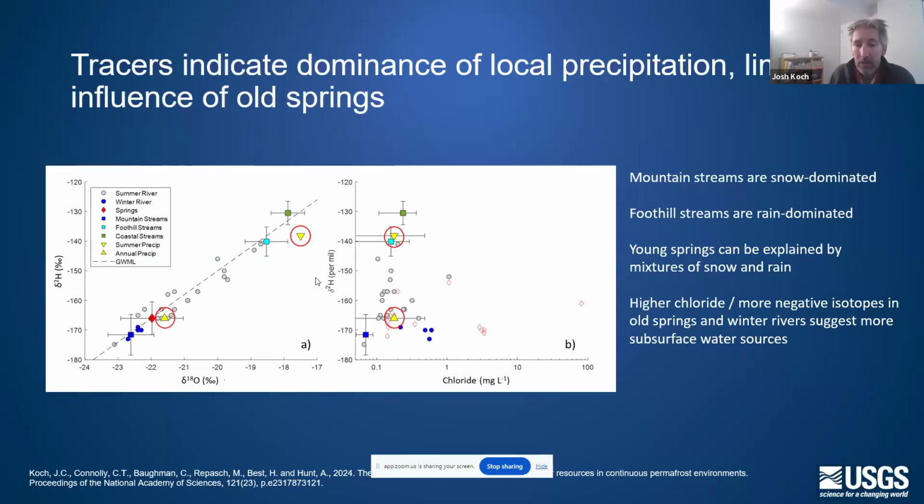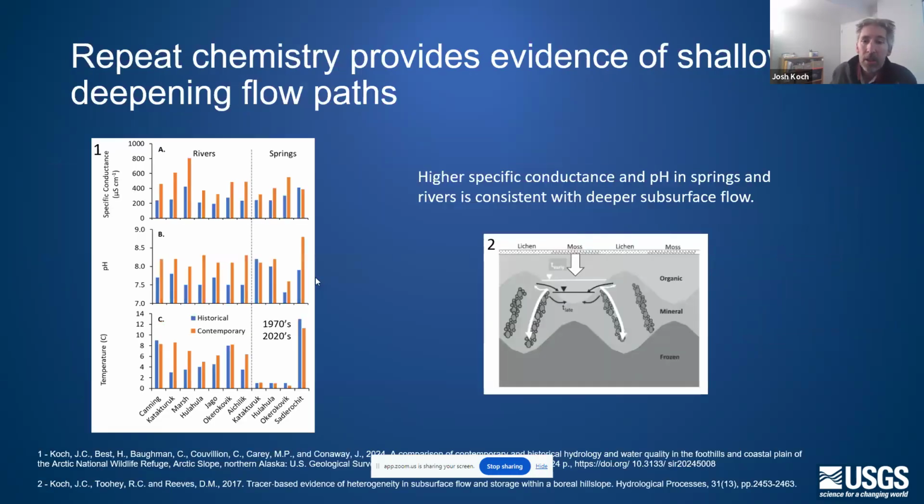So we wanted to dig a little further into these subsurface flow paths, and understanding this water that doesn't look perfectly like modern water or precipitation. So a companion to this study, we recently published a USGS scientific investigation report. So some of the springs and rivers of this region had been sampled by the USGS in the 1970s, and we resampled these same systems again here in the 2020s.